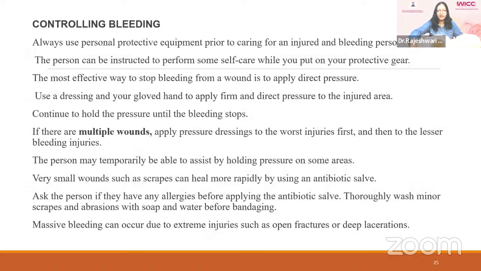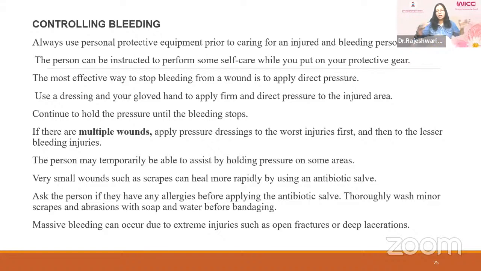Now, in case of traumatic injuries, we discussed yesterday how the pressure can be applied and how the dressing should be done. In multiple wounds especially, apply pressure dressings to the worst injuries first. Where the bleeding is heavier, first dress that part. If there are multiple injuries, there is confusion about which injury to dress first, so first dress the severe, worst injuries and then the lesser bleeding areas. The person may temporarily be able to assist by holding the pressure on some areas.